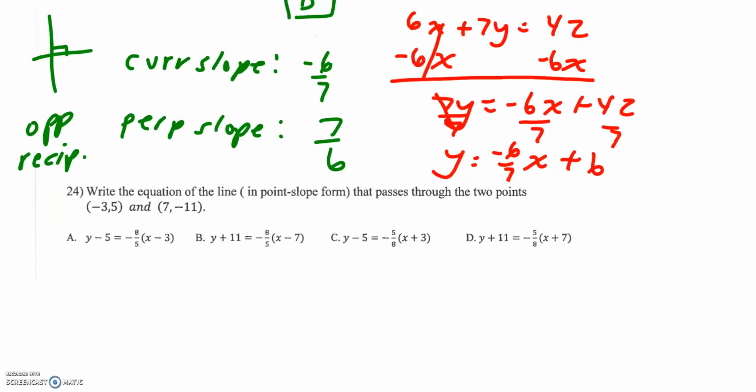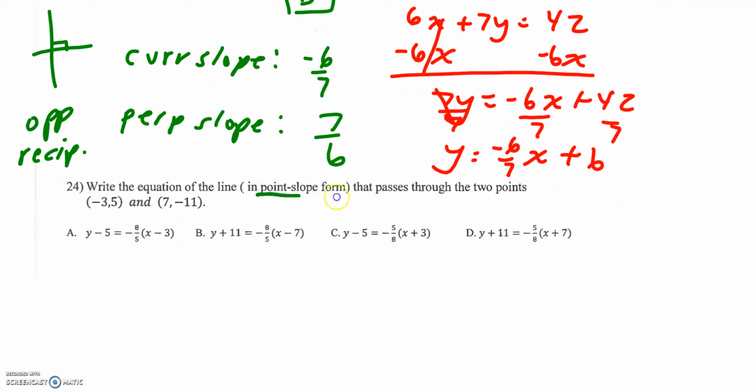Number 24, write the equation of a line in point-slope form this time that passes through the 2 points, (-3, 5) and (7, -11). Well, if I want point-slope form, I need a point and a slope. I definitely have a plethora of points, but I do not have a slope yet, so I need to find it. So y2 minus y1 over x2 minus x1, which is a -3 also. So this becomes a big old plus sign.